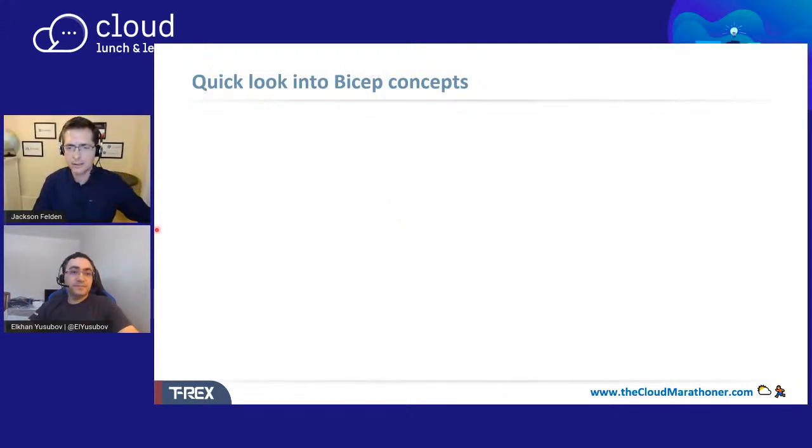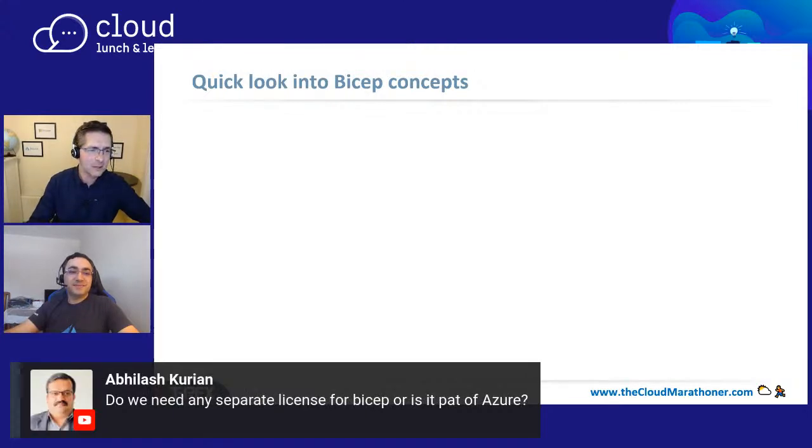Yeah, actually, there is another one. I know everybody using Azure is always conscious about prices and cost, of course. The question here is: do we need any separate license for Bicep, or is it part of Azure already?